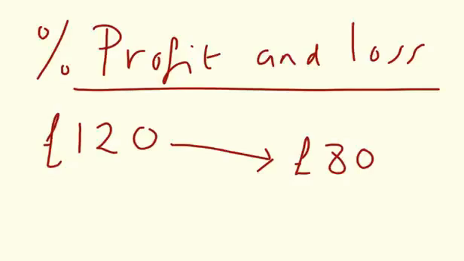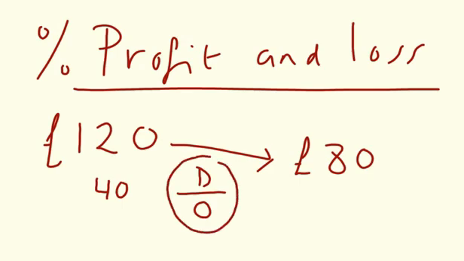First thing you do is work out the difference. 120 minus 80 equals 40. So the difference is 40. So watch this formula. If you know this formula, memorize this formula, you'll never go wrong working out profit and loss. I call it the DO method. I made this up myself. Difference divided by original. The DO method.